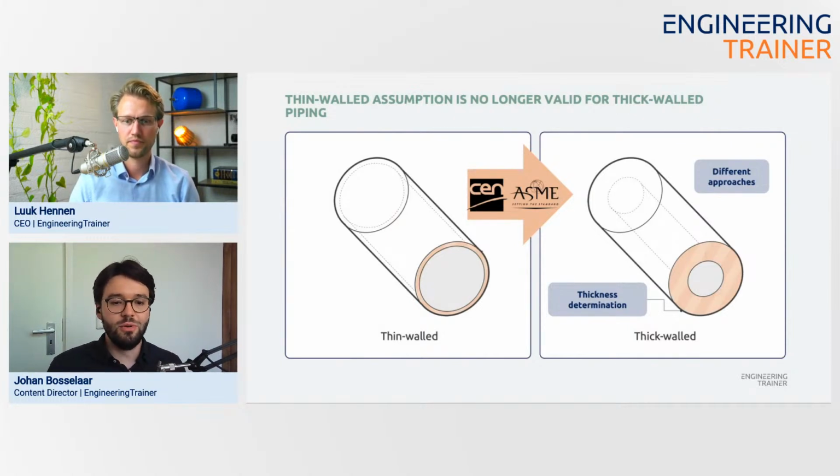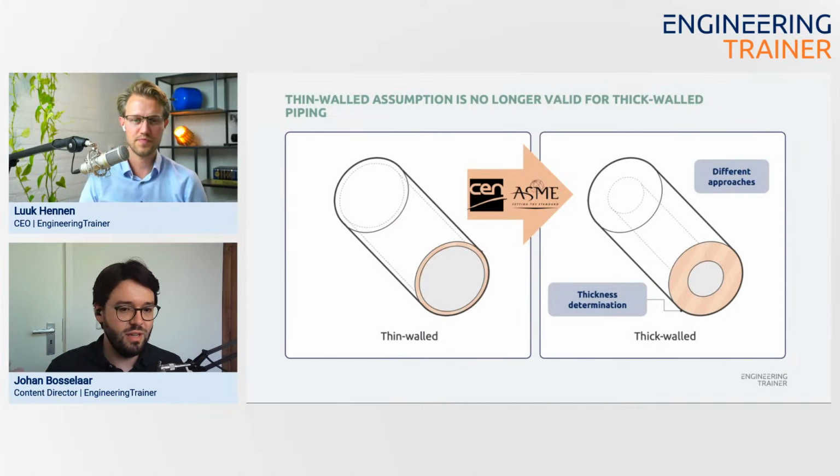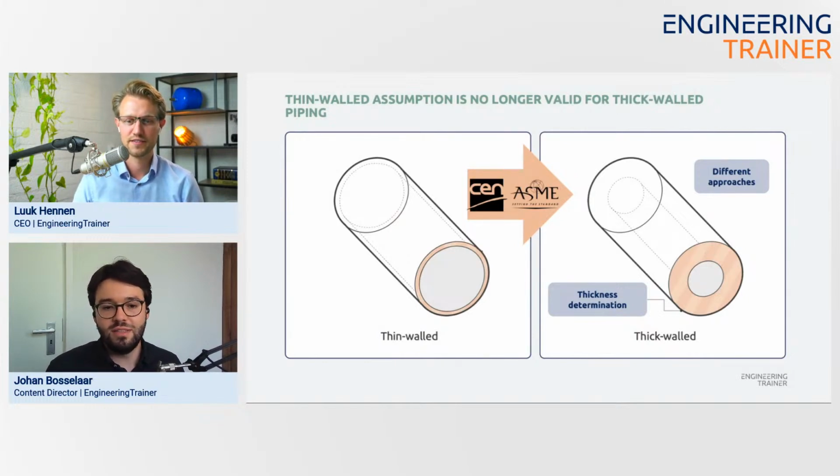So we're looking at how we can do these assessments. How can we say when something is a thin wall pipe, when it is a thick wall pipe, and what's the related assessment that I have to do when designing or assessing these pipes?